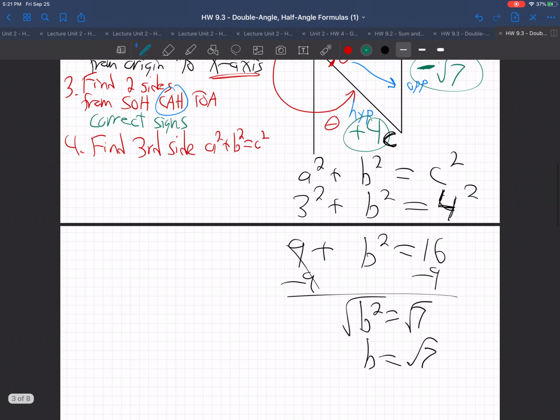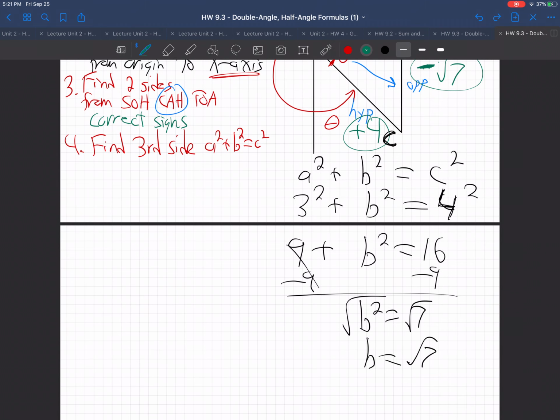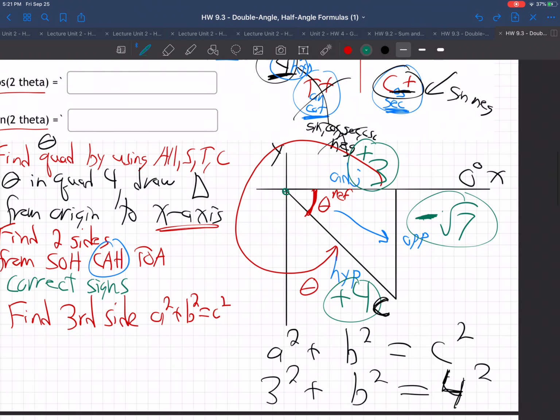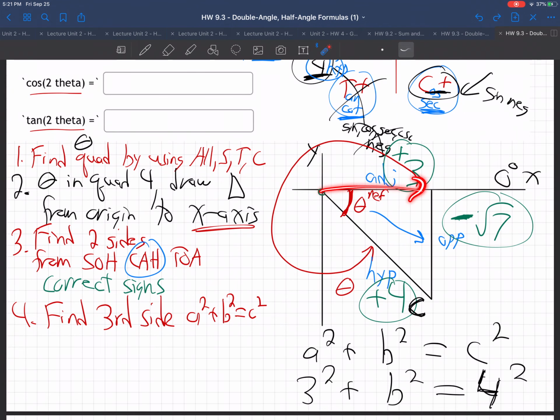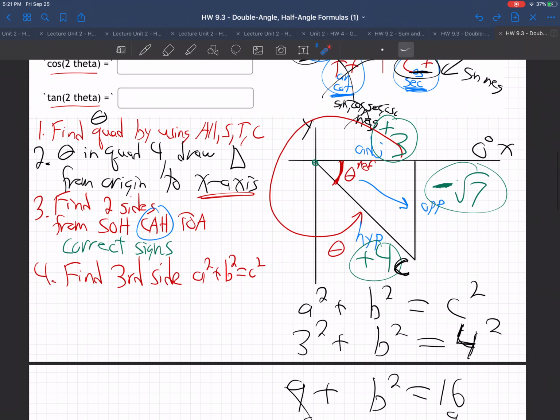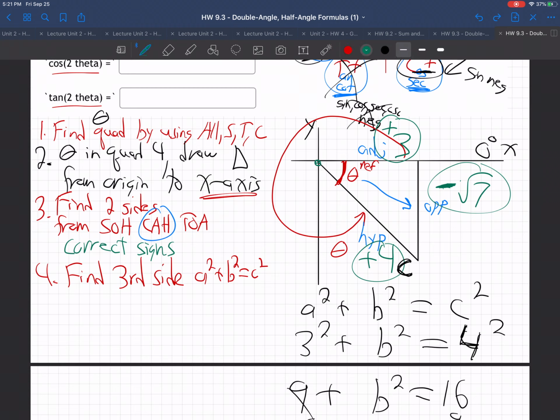So this part just came out root 7, but I knew it was negative because spatially in the triangle, it's right and down. It's got to be negative. The other one's got to be positive because it's right. All right, you've got it. So now you get the third side. Now step number 5.